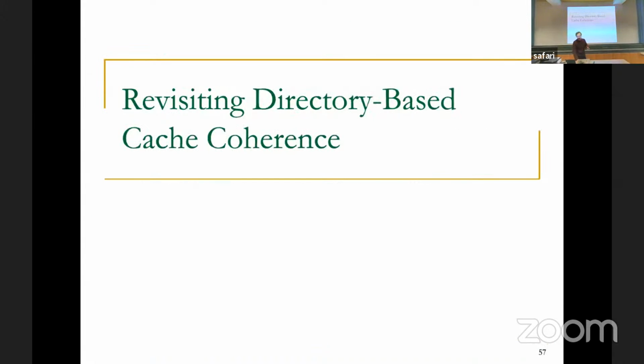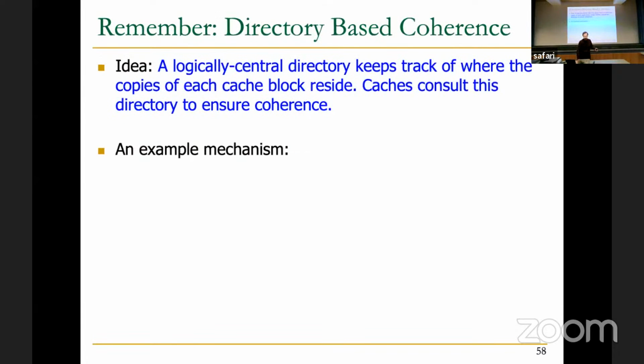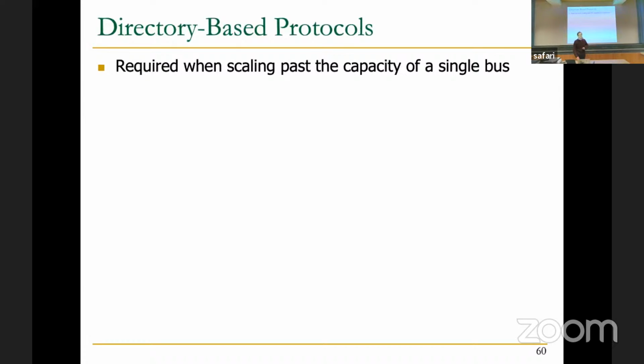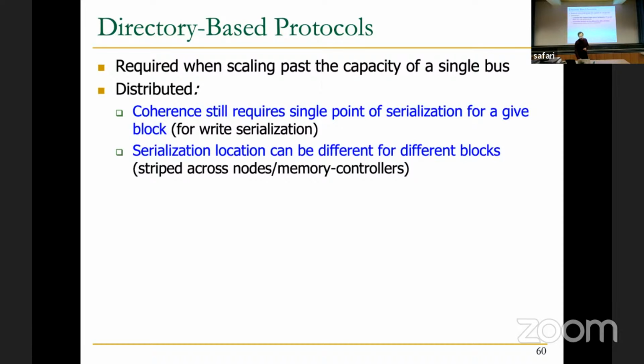Okay, so let's revisit directory-based cache coherence. We've already discussed all of this. I've already given you examples. But basically, these protocols are employed in all systems today, all large-scale systems. It's usually a combination of bus-based cache coherence and directory-based cache coherence in today's systems. But you need to go to directories when you need to scale past the capacity of a single bus. It's fundamentally distributed. Coherence still requires a single point of serialization for a given block.